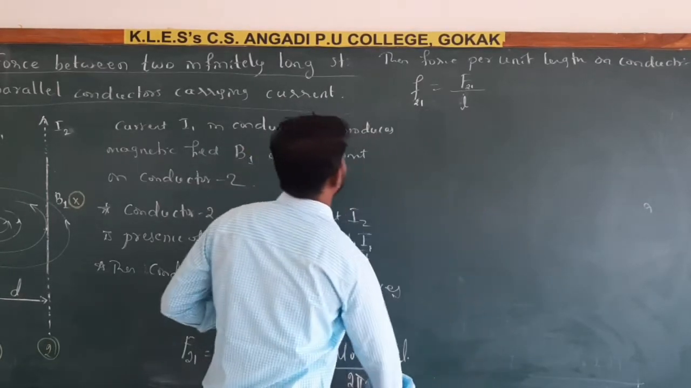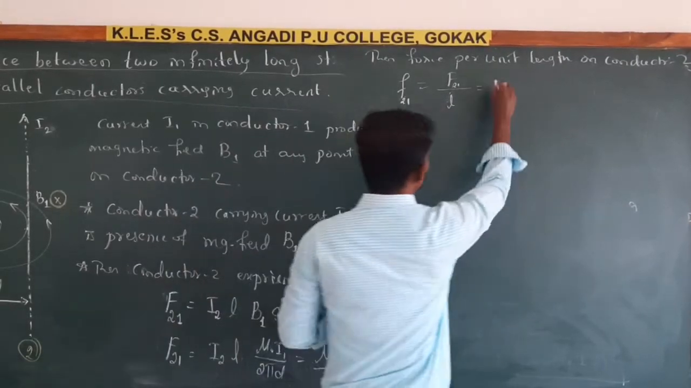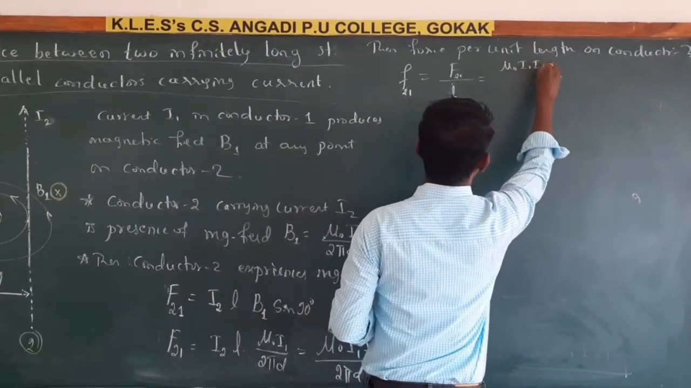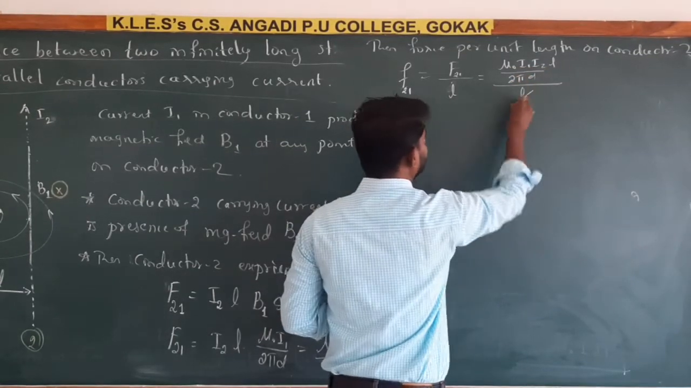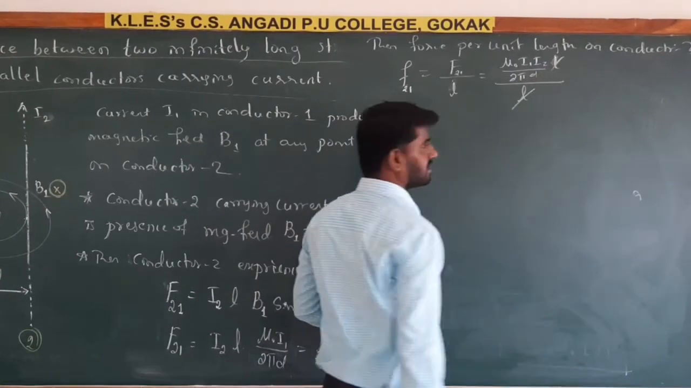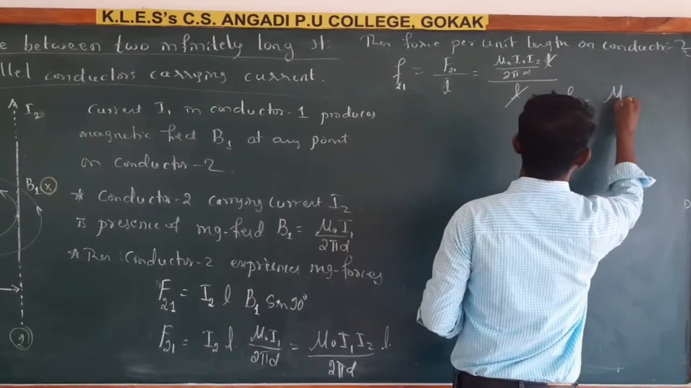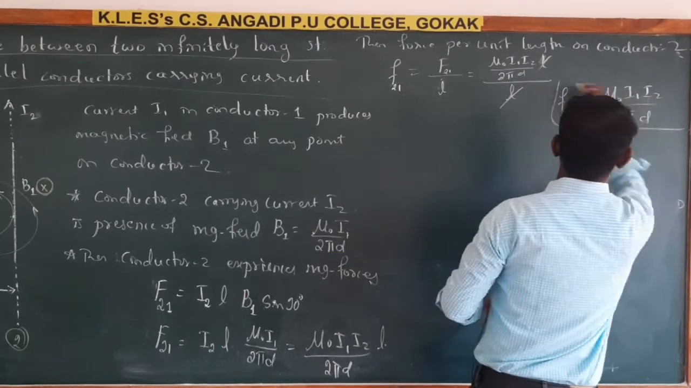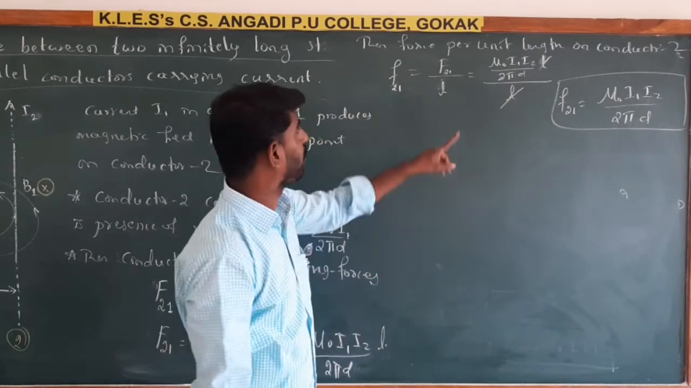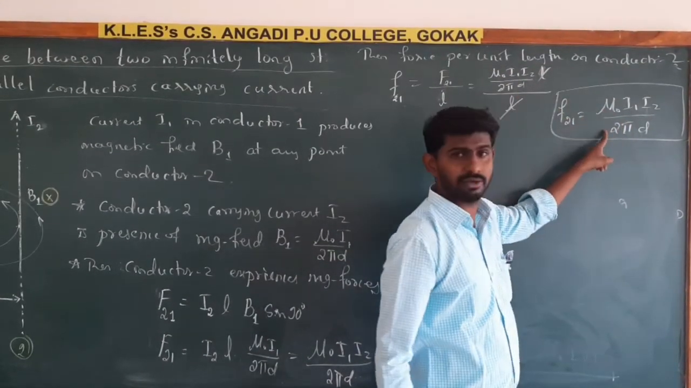So this will be F of 21 into L. We know the F of 21 value: mu naught I1 I2 L divided by 2 pi D, divided by one more L. So once I write mu naught I1 I2 L divided by 2 pi D whole divided by L, this L and this L cancel. So F of 21 is equal to mu naught I1 I2 divided by 2 pi D. So what is this? This is the force per unit length on the conductor number 2.